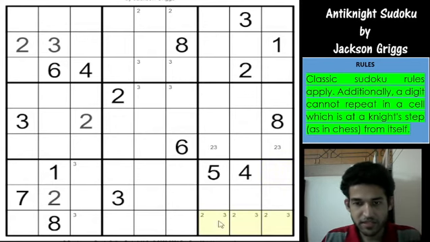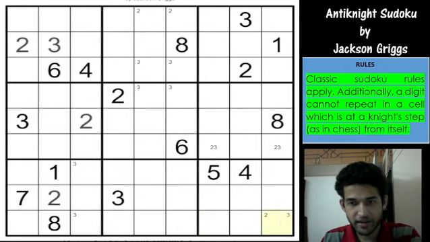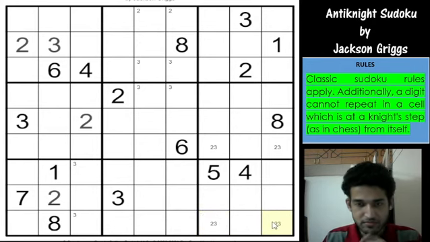So which means that 2 and 3 must be in these 3 cells in box 9, can't be here and cannot be in row 8 and also cannot be in column 8. So again we get a pair, right? A 2-3 pair here and 2-3 pair here. If this were a normal classic Sudoku, this pattern would have been a deadly pattern and the Sudoku would have been non-unique. But because this is an Antiknight Sudoku, you are allowed to have this pattern.